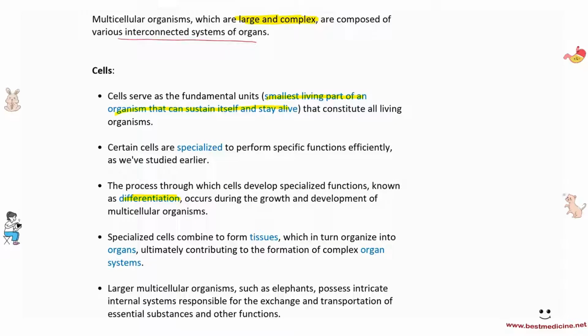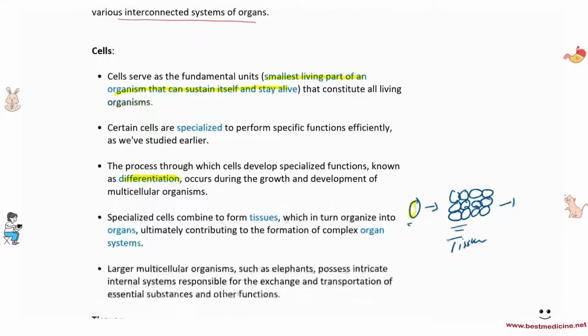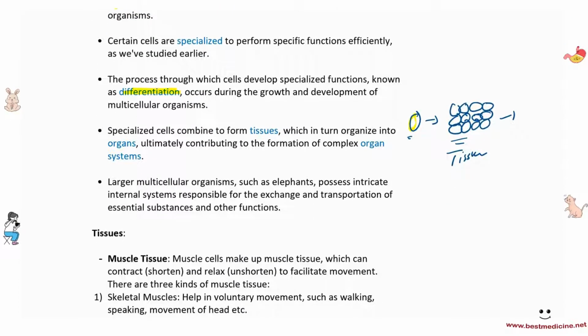So if you have one cell, that's just a cell. Let's draw a cell here, and so that's just a single cell. And then if groups of similar cells come together and start doing a function, that's called a tissue. Okay, and then multiple tissues can combine to form an organ, for example, the heart. So specialized cells can combine to form tissues, which in turn organize into organs, ultimately contributing to the formation of complex organ systems.